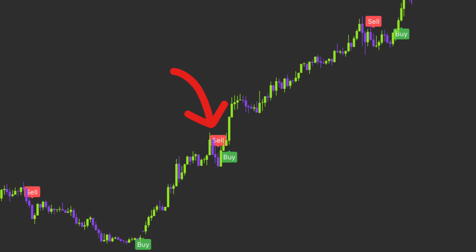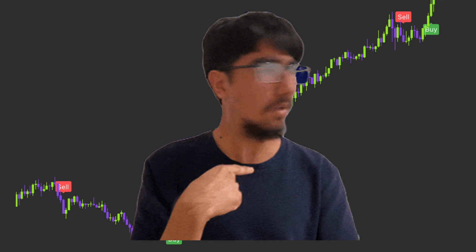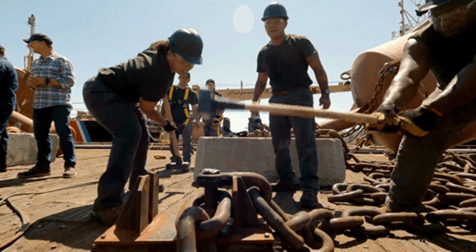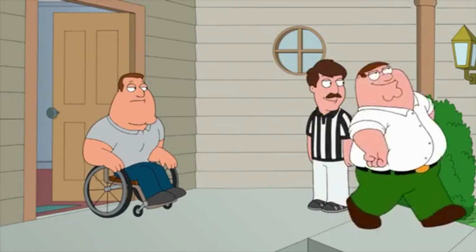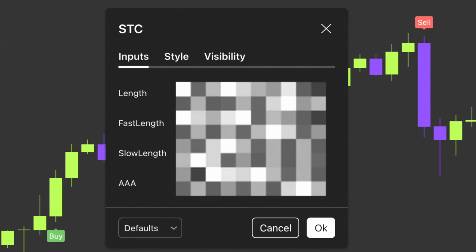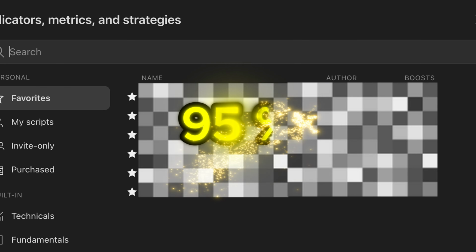But wait a minute! There's a problem. See this signal here? Failed. And this one also failed. Even the best indicators aren't perfect. So how do we fix this? How do we filter out the bad signals and only take the winners? That's where the second indicator comes in. And this is the part that takes your win rate from 80% to 95%.